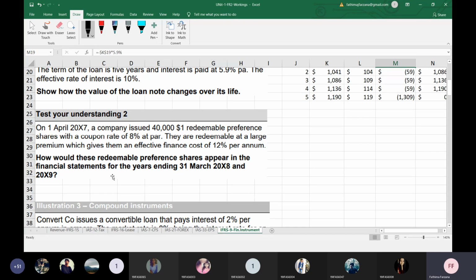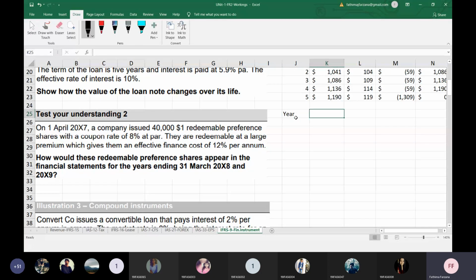First of all, how will the payment happen? Let us see. This is a redeemable preference share, so a redeemable preference share is a financial liability, right? So let us first compute how the payment will work out here. It's issued on 1st April, and they are asking about 31st March 2008, how will it appear? So we'll take year as usual. First we'll do the workings and then we go ahead.